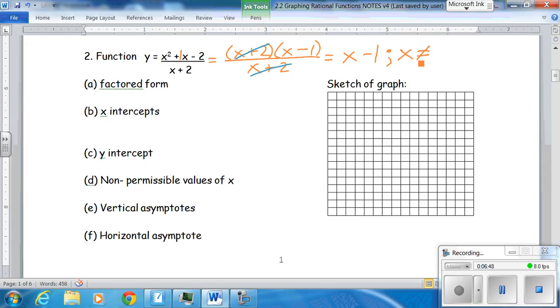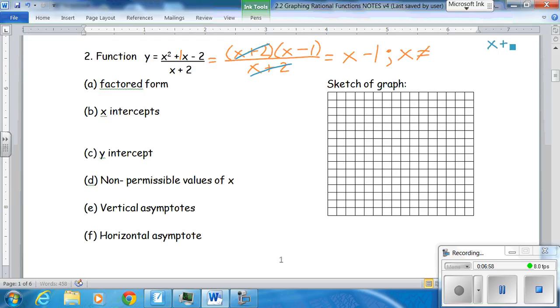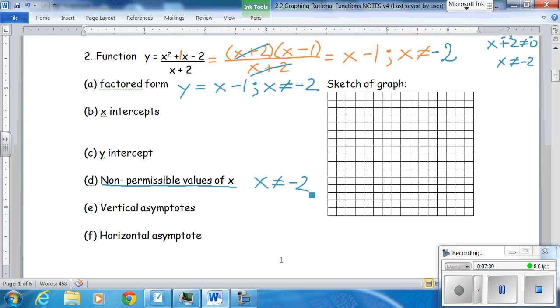However, something cancels out. And checking that out, x plus 2 cannot equal 0. Minus 2 from both sides, x cannot equal minus 2. So, factored form of this equation, y equals x minus 1, x cannot equal minus 2. And I'm going to skip right ahead to my non-permissible values of x. We just said it, x cannot equal minus 2. Now, I want you to pause this recording, and I want you to graph this equation, please.